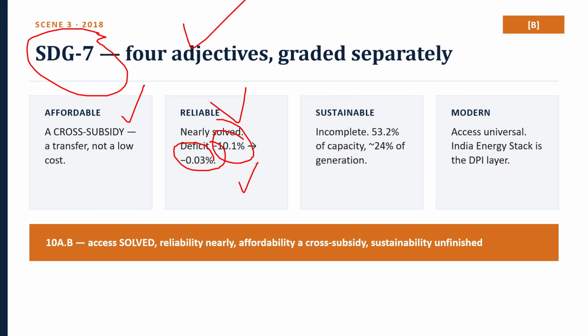So the distribution business has been repaired at the aggregate level, but affordability in India is a cross-subsidy arrangement. Industrial and commercial consumers pay above cost so that agricultural and residential consumers pay below it. That is a transfer, not a low cost, and it raises the cost of exactly the manufacturing the rest of this paper wants to grow. The test 4, that is sustainable and modern.